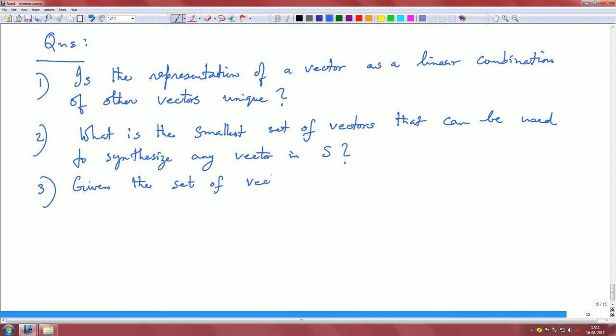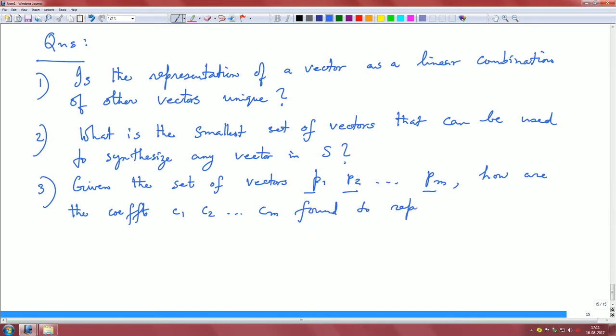Given the set of vectors P1, P2 so on till Pm, how are the coefficients C1, C2 so on till Cm found to represent X? Right, this is a basic question. If you know the answer, probably you will rattle it off.